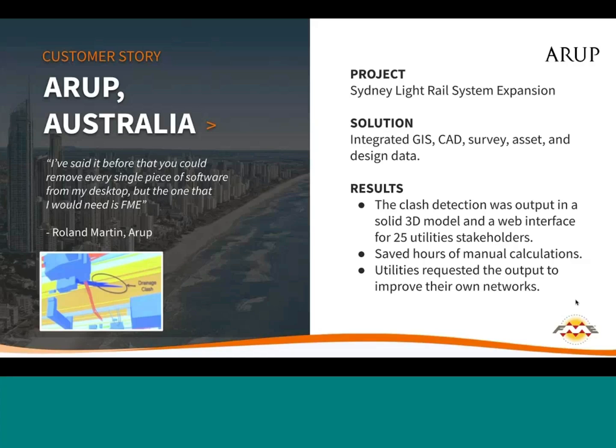So by implementing data integration, the team ended up saving hours of work and enabled the engineers assigned to the project to focus their time on other elements of the design. The data output in the workflow was so valuable that many of the asset owners requested a copy of the enhanced data to improve their own internal utility network systems. So Arup continues to now use FME to support many of their other projects.